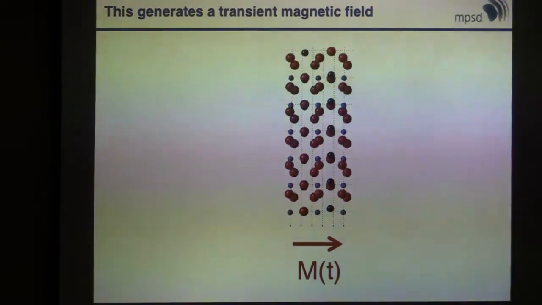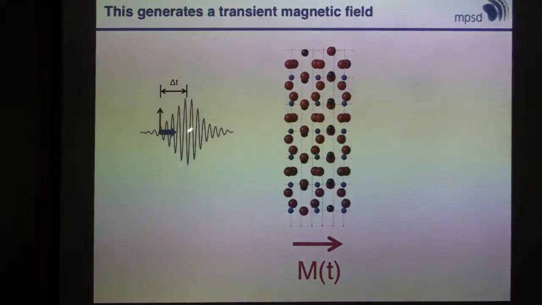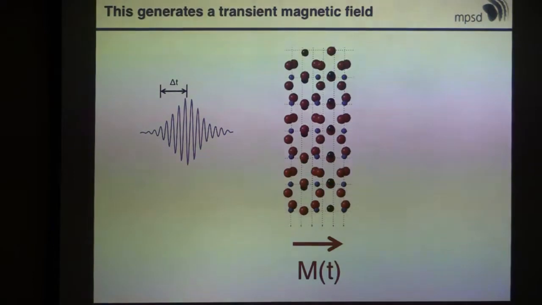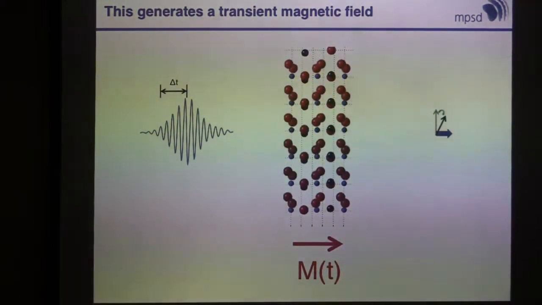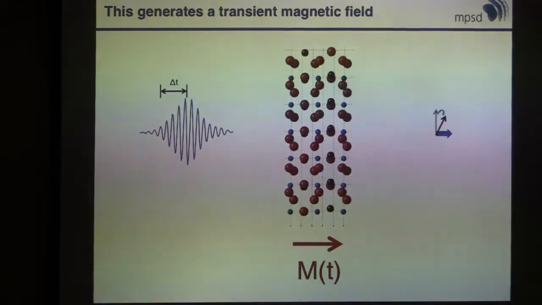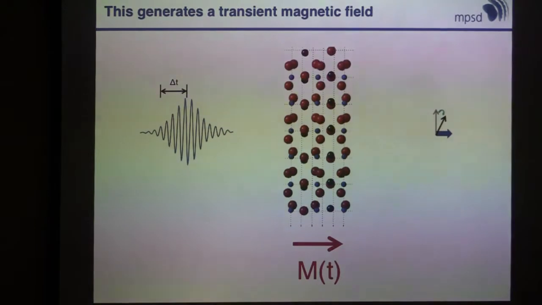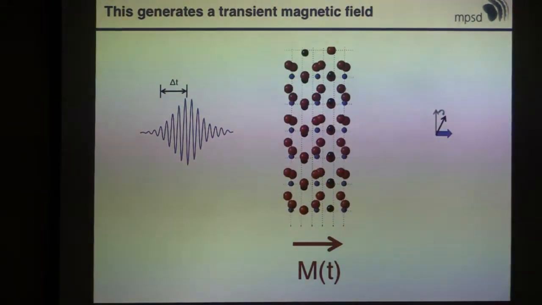And now what I can do is come with a second pulse, time delayed with respect to the shaking pulse. Look at this, my animation. And I can measure the Kerr effect. If I take this rotation and measure it with magnetic fields in two directions, it tells me if there is a time-dependent magnetization in the system. And if I can excite some magnetic excitation, I should see it.